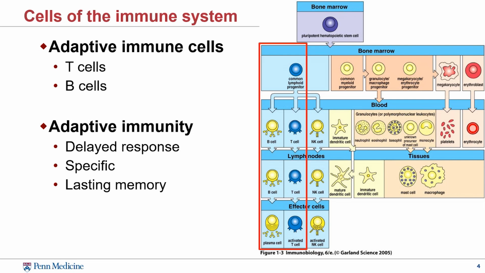But it's also specific. So once you have been infected with that specific COVID virus, you shouldn't be able to be infected with it again because you have this very specific adaptive immune response that will protect you from it. And lastly, that leads to what's known as lasting memory. So once you have an adaptive immune response to something, you'll have memory for the rest of your life if you ever see that same pathogen again.